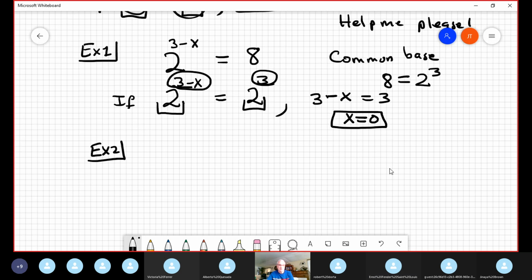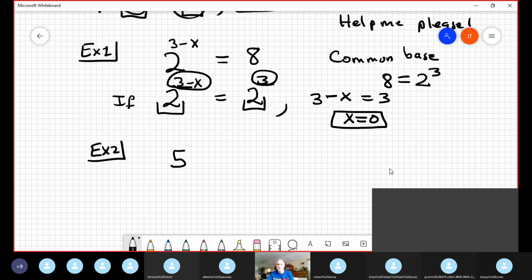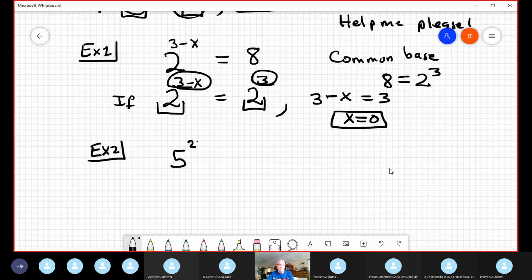Suppose the second example, 5 raised to the 2x plus 1. I want to complicate a little bit. In the test, you have two equations similar to this, a little bit more complicated. 25. My question is, is there a common base? Help me to solve this problem. What is the common base in this case?